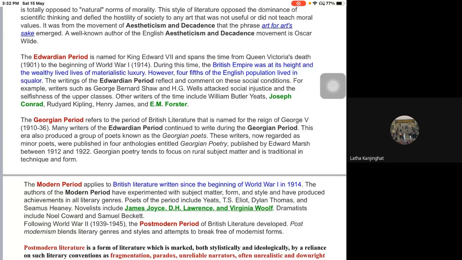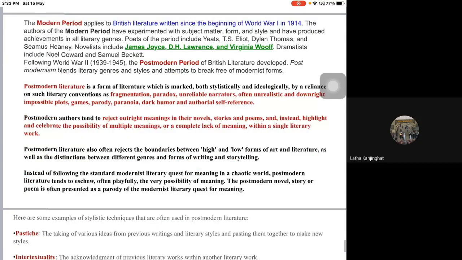Four collections of poetry books, anthologies entitled Georgian Poetry, were published by Edward Marsh between 1912 and 1922. Georgian poetry tends to focus on rural subject matter and is traditional in its technique and form. So they were minor poets, writers during the Georgian period. And after that, we come to the modern period.